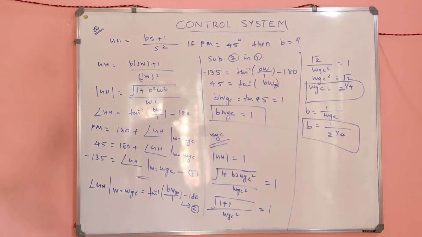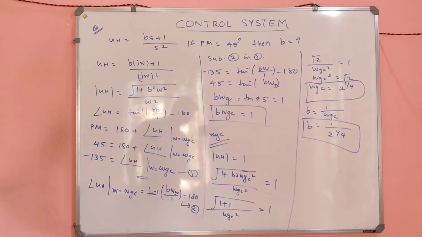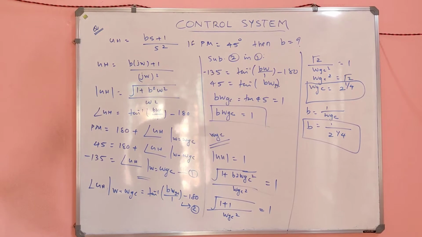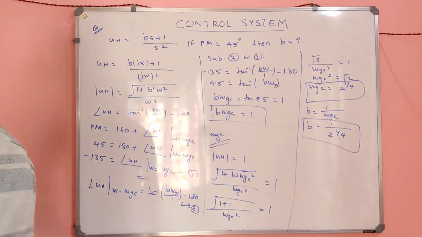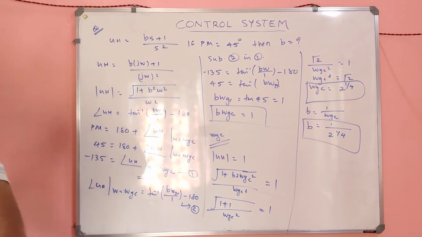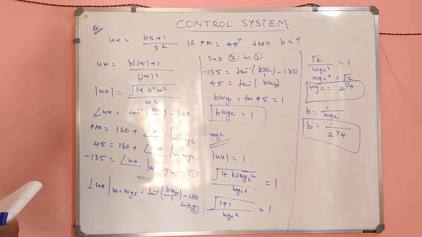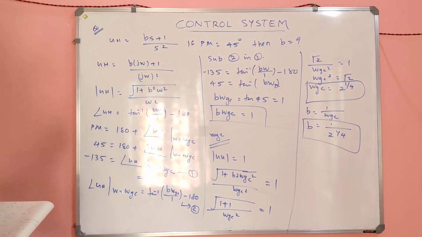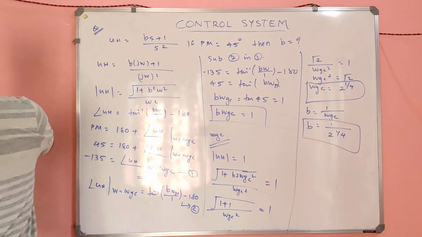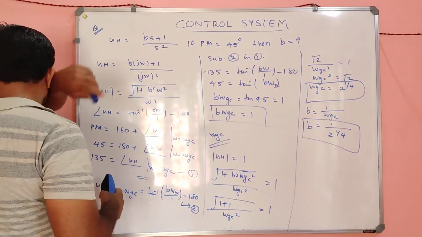Very deep question, very good question. So finally you got B is equal to 1 by 2 raised to 1 by 4. Okay? Is it clear? Okay. Next question, my dear. Can I rub this?